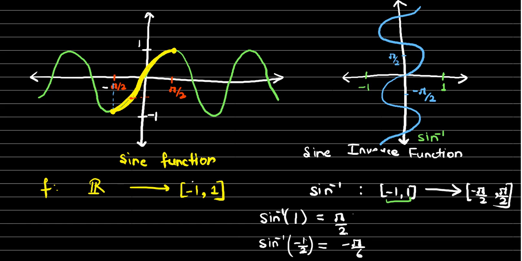So let's go ahead. For the cos inverse, again I know the cos function is the same, real numbers to minus 1 to 1. But how to construct this cosine function, cos inverse?